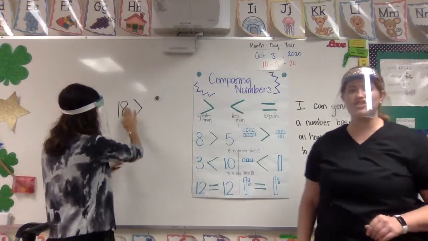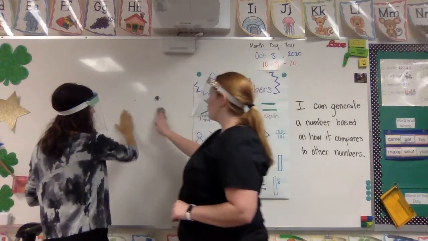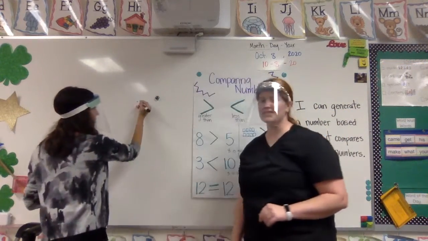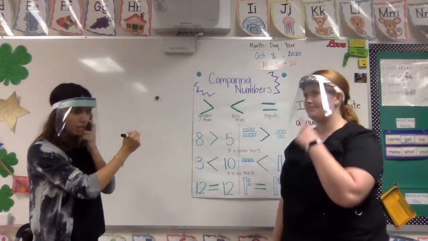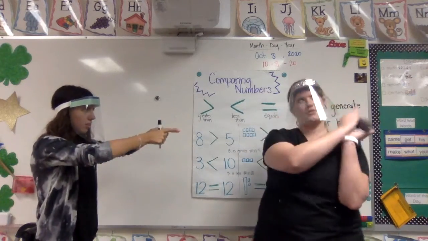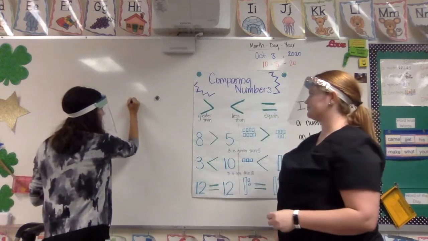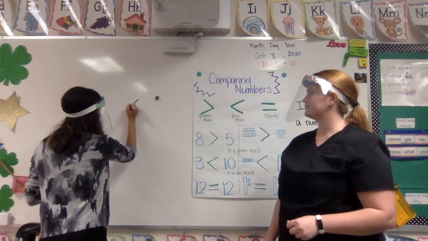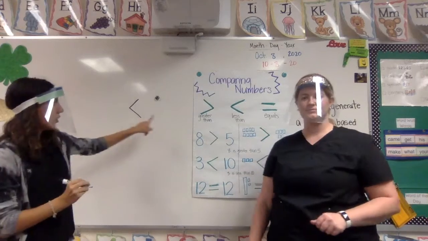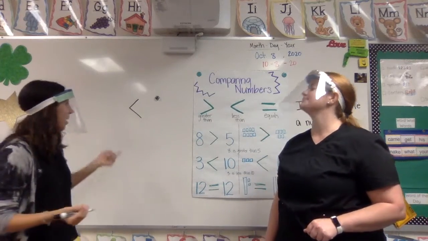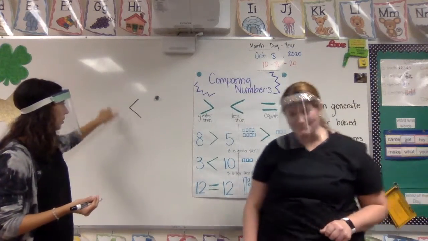Are you ready for another one, Miss Lime? What if we switch the symbol? What if instead we show the less than symbol? Okay, so I'm remembering less than is this direction. Yes. So if we're generating a number that's less than, we would have the smaller side on our smaller number.